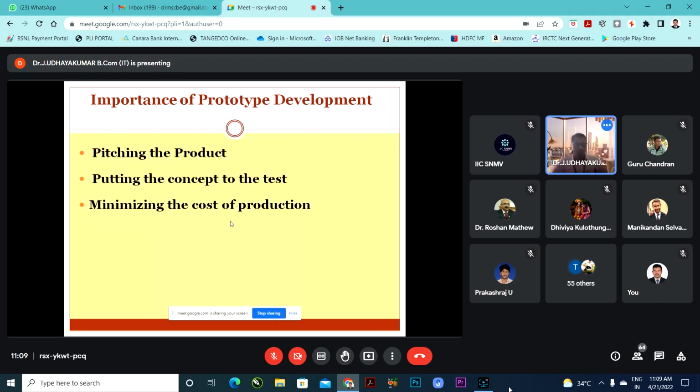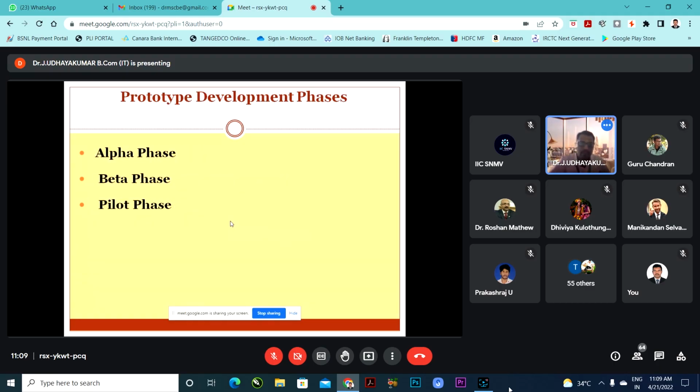First, we pitch the product, we put the concept to the test, and we minimize the cost of production. These things help the manufacturer with prototype development. Next, there are three different phases of prototype development. Before entering into the phases, we have to know the difference between the prototype and the final product.